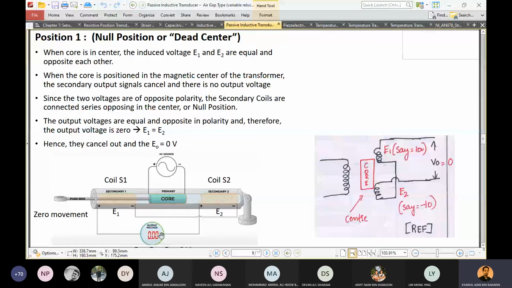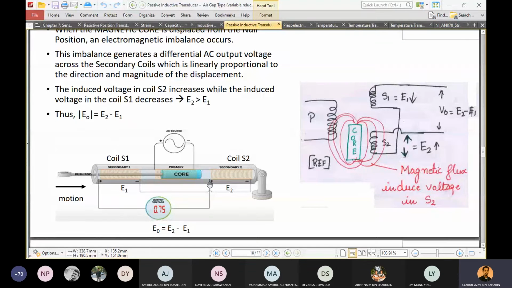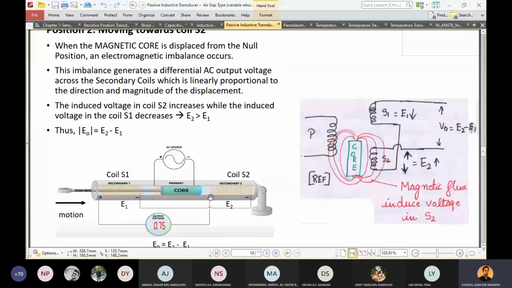All right, now if we move the core towards secondary 2, we are going to have a difference in voltage. We have E1 here and E2 here, so the difference voltage is going to be shown. We are going to have the difference between E2 and E1 as the value of E0. In this case, we have, for example, 0.75. This is just a value, because now the core is starting to move towards the right hand side.